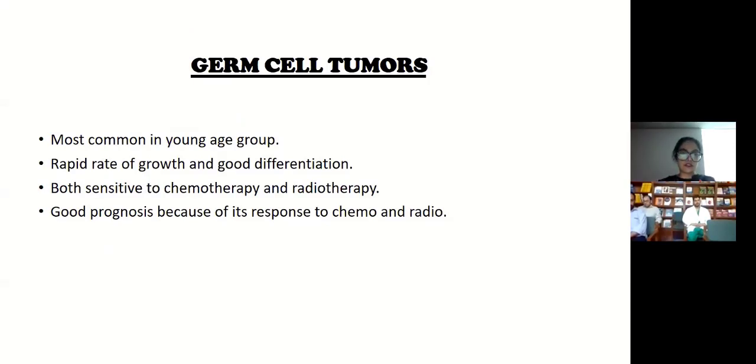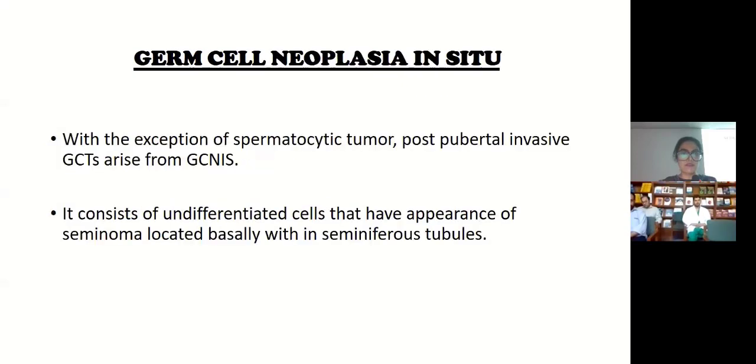Germ cell tumors are most common in the young age group. There is a rapid rate of growth and good differentiation is seen. It is both sensitive to chemotherapy and radiotherapy. It has a good prognosis because of its response to both of these treatments.